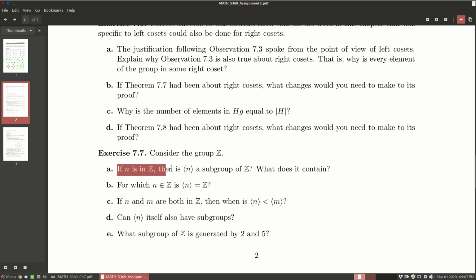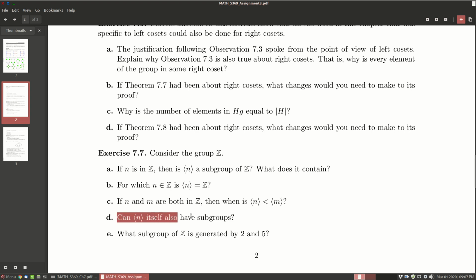So then explain to me what happens if this is just a general number n. Then for which n in Z will the orbit of that element give me the entire group? So which of the elements in Z are generators? If n and m are both in Z, then generate the orbits of these. Look at all the elements that are divisible by n and all the elements that are divisible by m. Then when is the orbit of n a subgroup of the orbit of m?